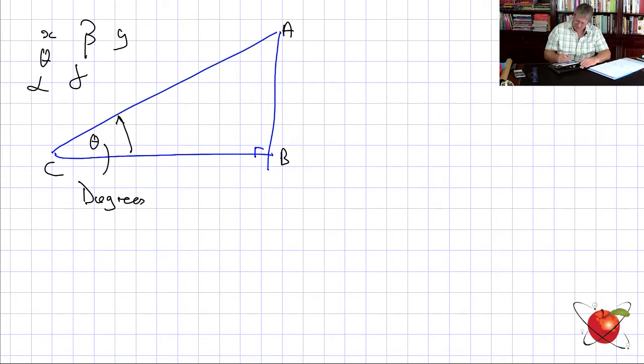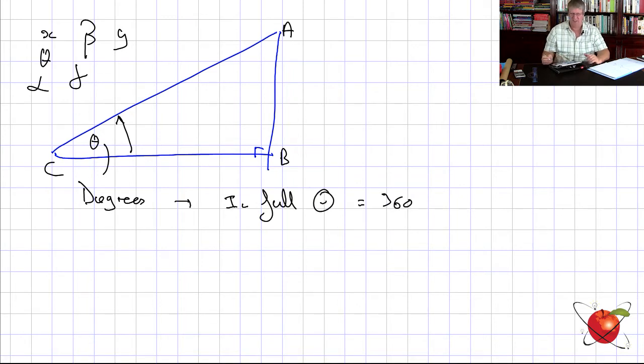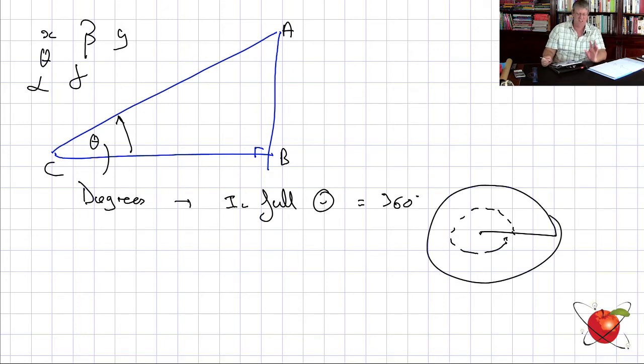And how many degrees in a full circle? A full circle is 360 degrees. So if I measure from here and I go all the way and I measure 360, I have done a full circle, haven't I? That's a dreadful circle, I know. Now let's get back to our triangle after we've digressed a little there.